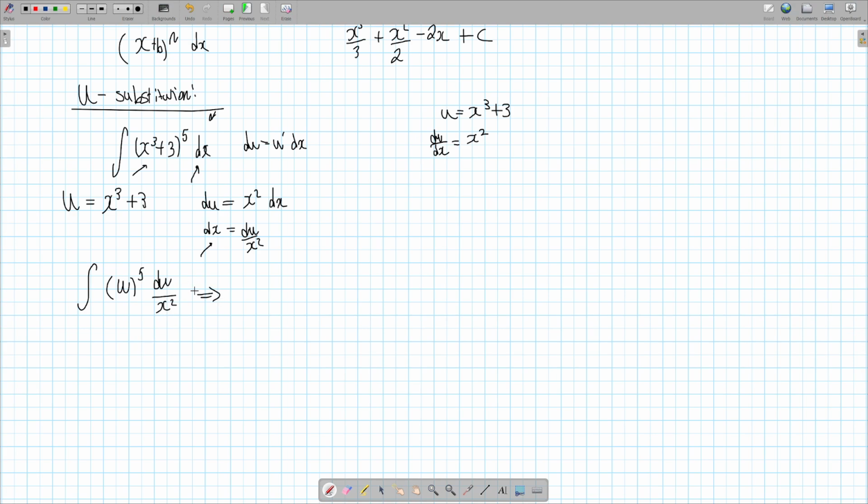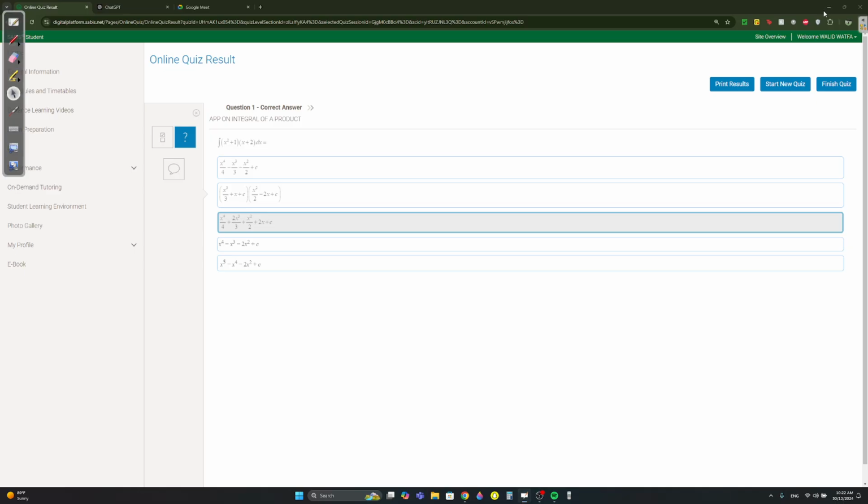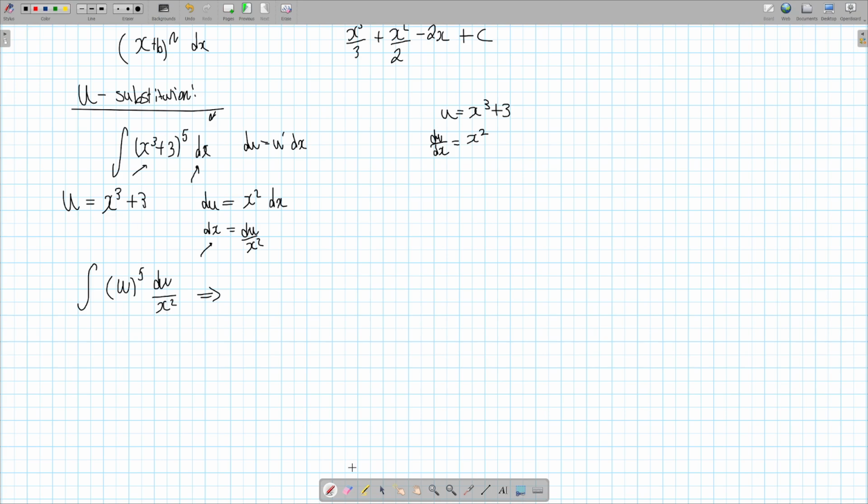Now, can I integrate this? Of course I can. Actually, Anna, I gave you a very bad example. Yeah, a very, very bad example. Instead of x cubed plus 3, I'll put x plus 3, because it's going to make the question way easier.